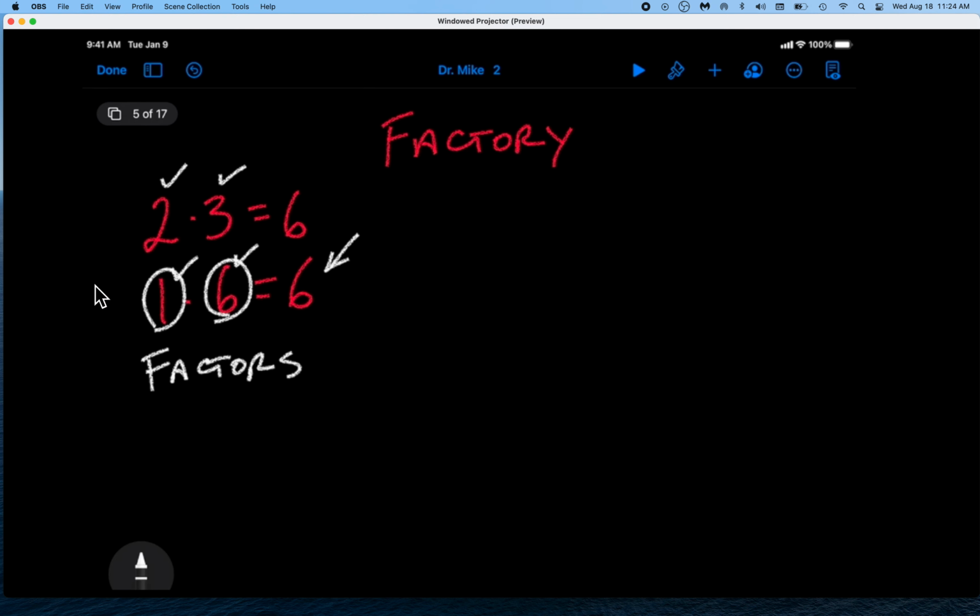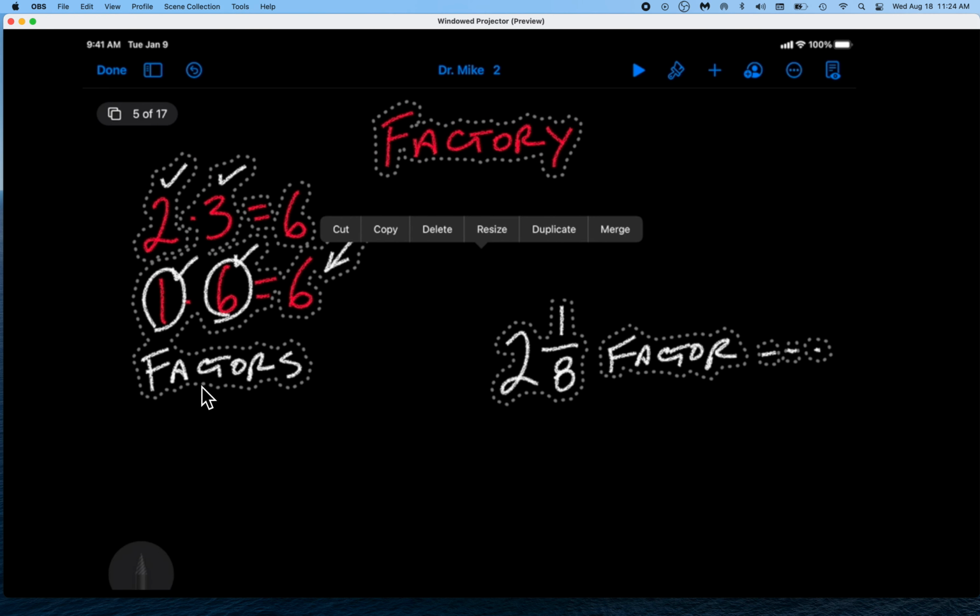The way I think about it is factories create things. So factors create a given number, and they have to be whole numbers. You'll never see something like this, that 2 1/8 is a factor of such and such. You won't see that. You only see whole numbers. Okay, so let's talk about factors in more detail.